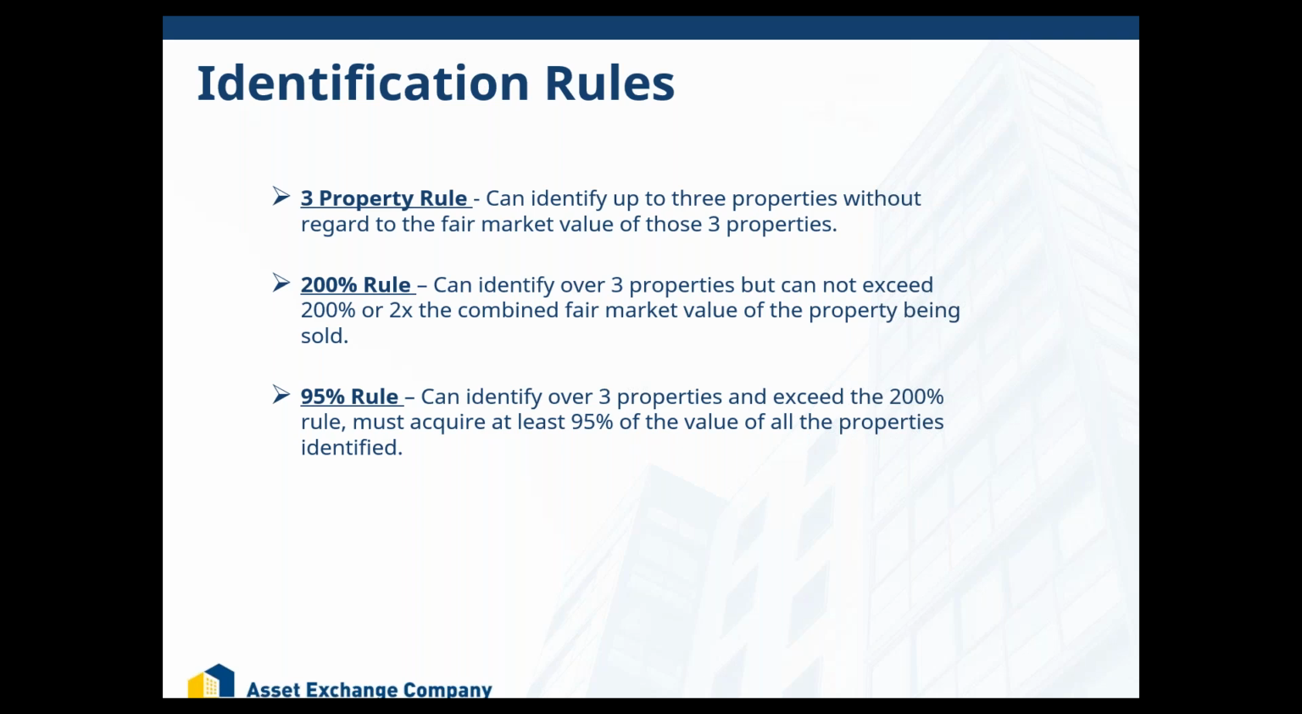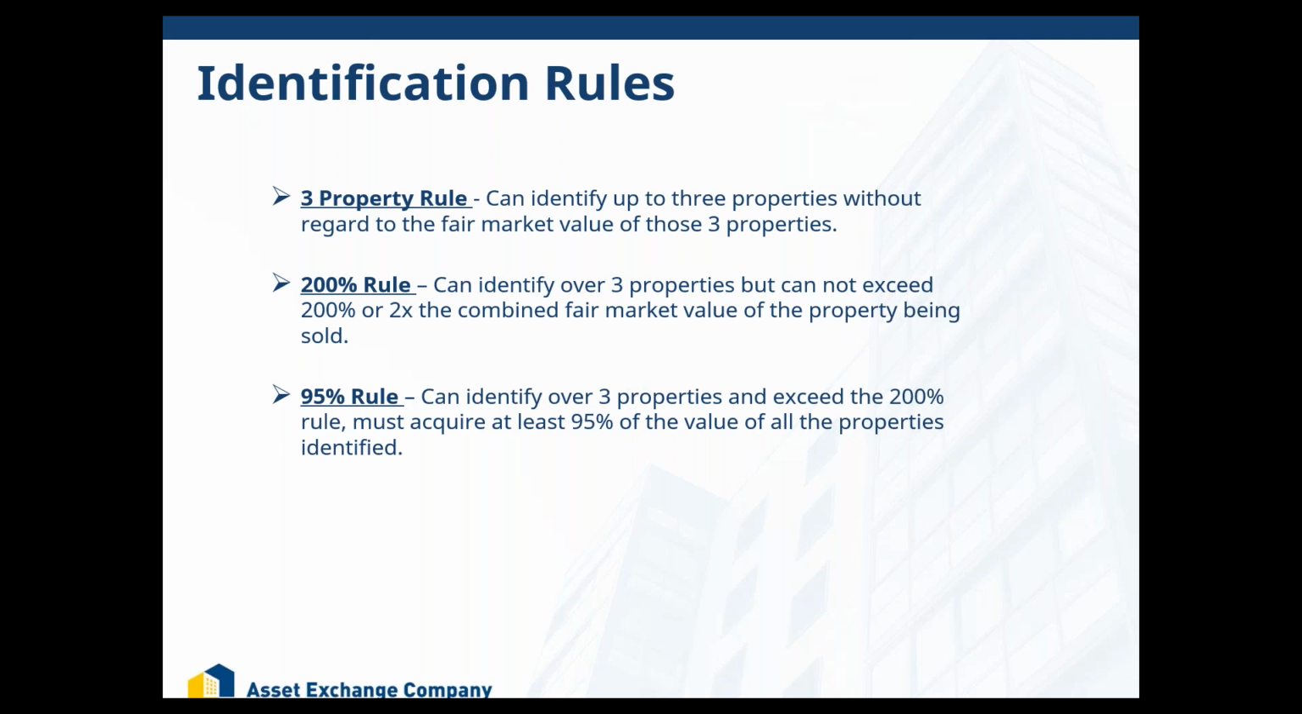Now, if you want to identify more than 3 properties and you also want to exceed the 200% rule, well, you can do that as well with a 1031 exchange, but it's going to put you into this next rule. It's referred to as the 95% rule. Now, it's very rare that we even see investors enacting this rule, all right? Honestly, it doesn't make a lot of sense in the way that it's written, but remember, everybody, this is the IRS, and sometimes this stuff just doesn't make sense, right?